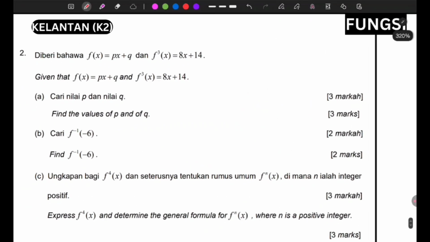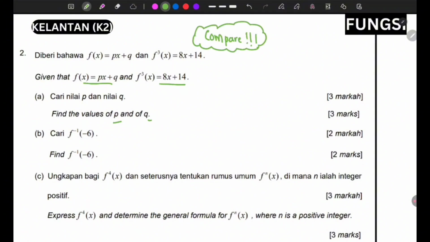Given f(x) is px plus q and f cube x is 8x plus 14, find the value of p and q. Alright. They give us a very nice f cube x. And they give us f(x) equals px plus q. That's for us to find the p and q. And actually there's a way I told you in my previous video, which is using the compare method. Compare, you have to compare.